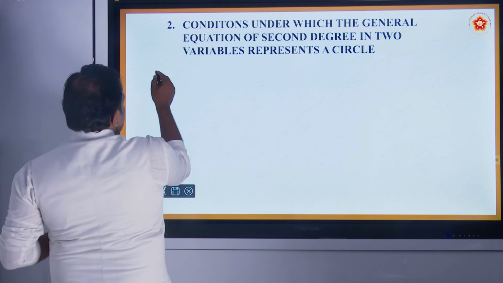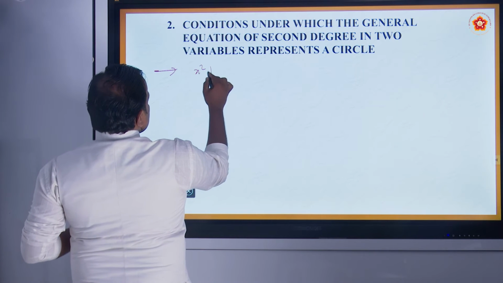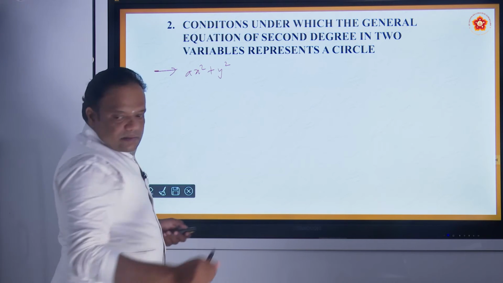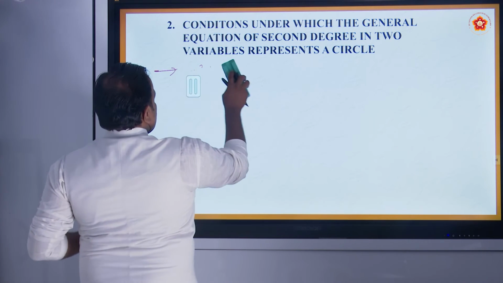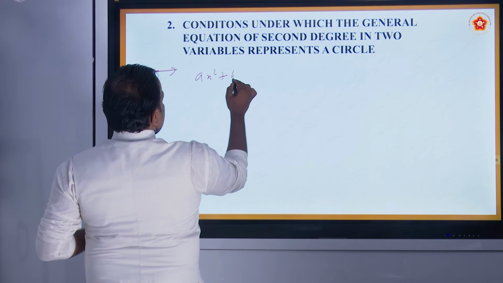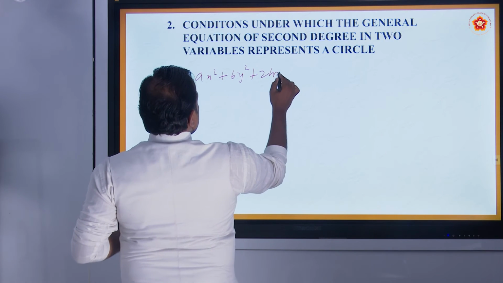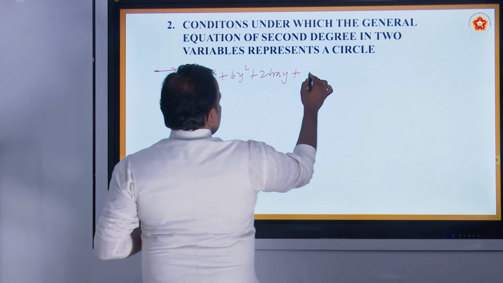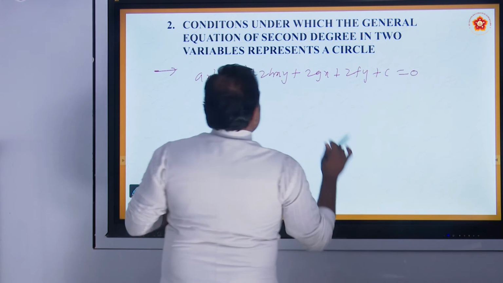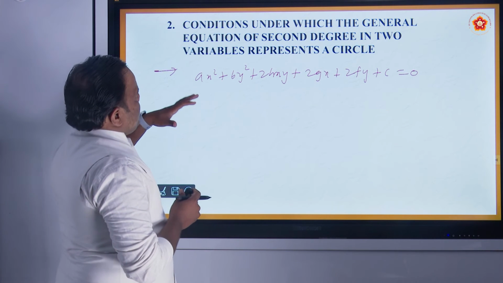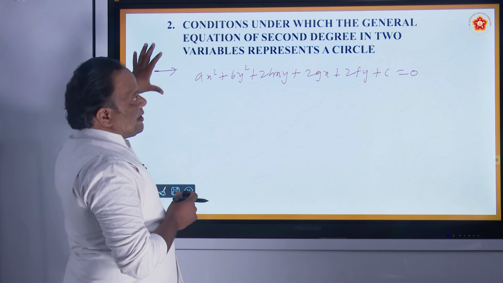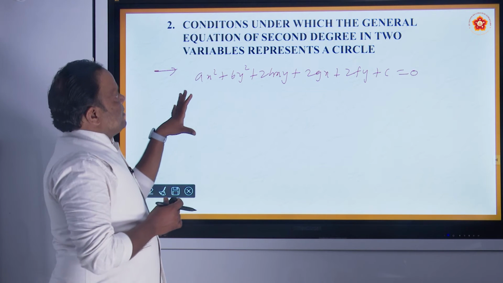So we know that the general equation of second degree is written like this: ax squared plus by squared plus 2hxy plus 2gx plus 2fy plus c equal to 0. This is called the general equation of second degree in two variables.